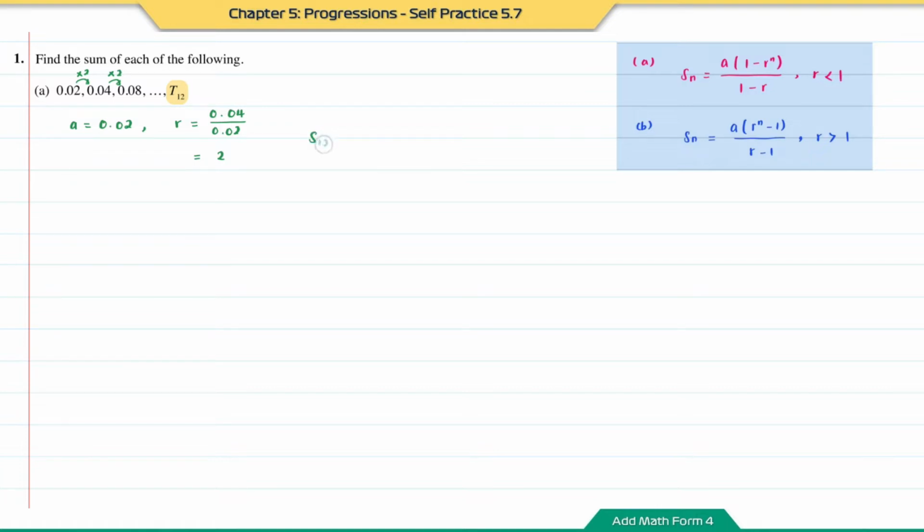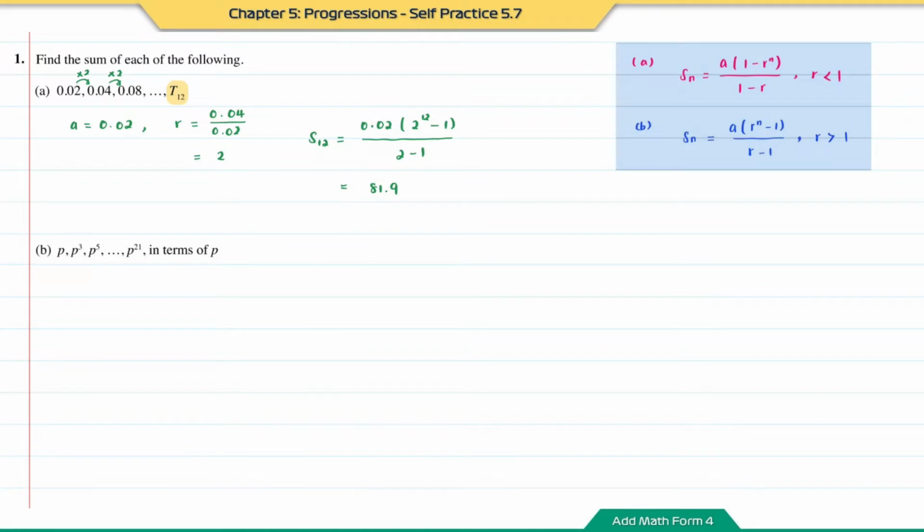So the sum of the 12th term will be 0.02 bracket, the r will be 2 to the power of 12 minus 1, divided by 2 minus 1. Solve this using a calculator and the sum of the 12 terms will be 81.9.